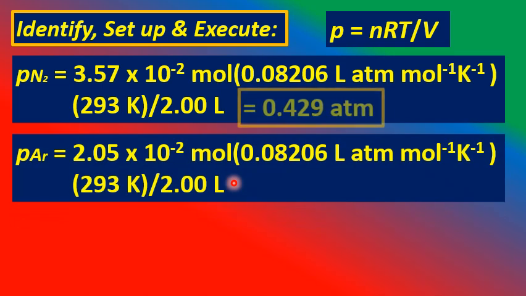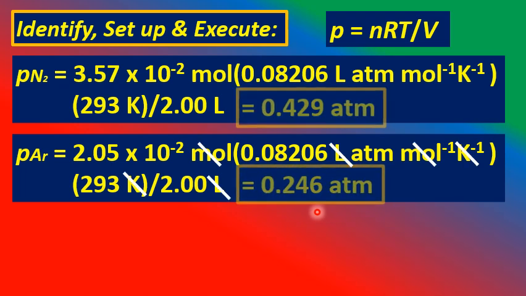Likewise, for the argon gas, its mole equivalent is 2.05 times 10 to the negative 2. So multiply that by the value of the big R and the same absolute temperature, 293 Kelvin, and to be divided by the same volume, 2.00 liter, we get the partial pressure for argon gas equal to 0.246 atmospheres.